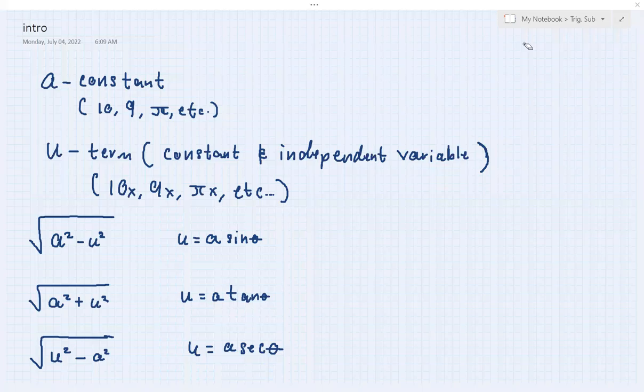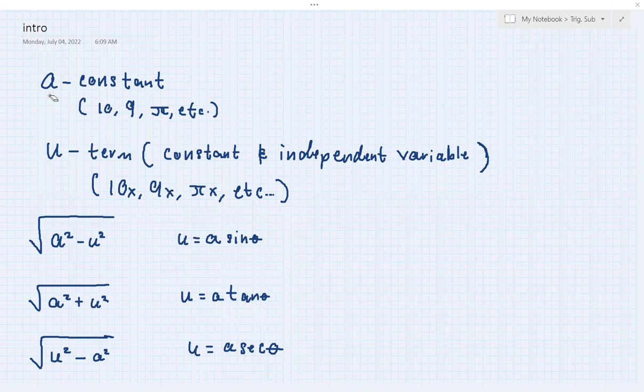Hello everyone. So this is a video about using trigonometric substitution method sa pagkuha ng integral ng isang function. So before we begin, let's have an introduction muna. So let A be a constant term. Pag sinabi natin constant term, these are just presented, given, or existed as numbers.